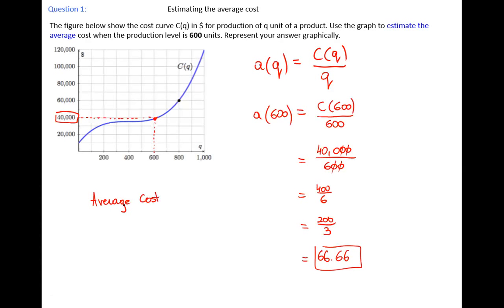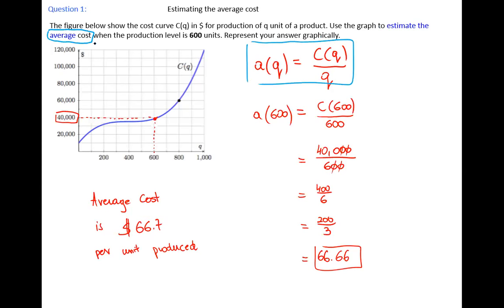Okay, that means that's the final answer: the average cost is just $66.7 per unit produced. Okay, that's what we have to know. I can highlight on this slide: make sure that you know how to estimate the average cost. I should do this in blue, and that's the formula. Make sure that we know it is simply the total cost divided by the number of units. That's how we can compute this average cost.